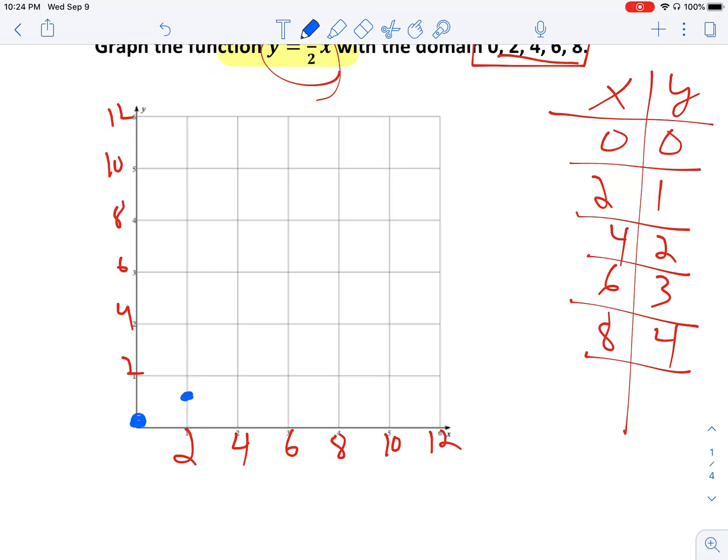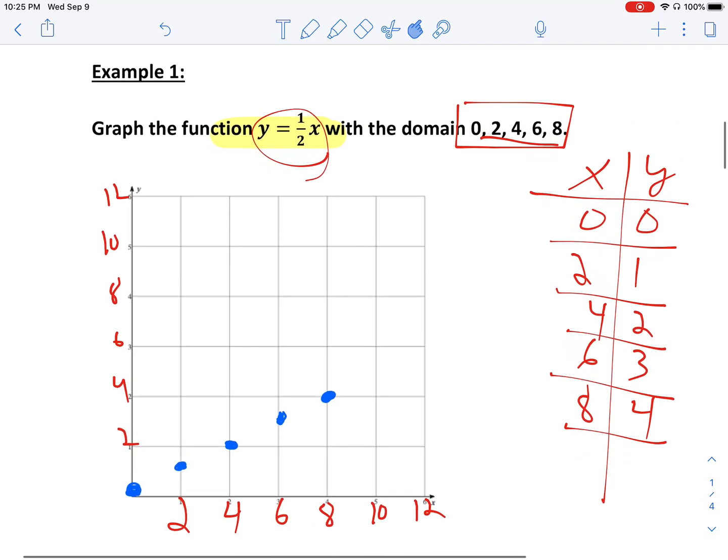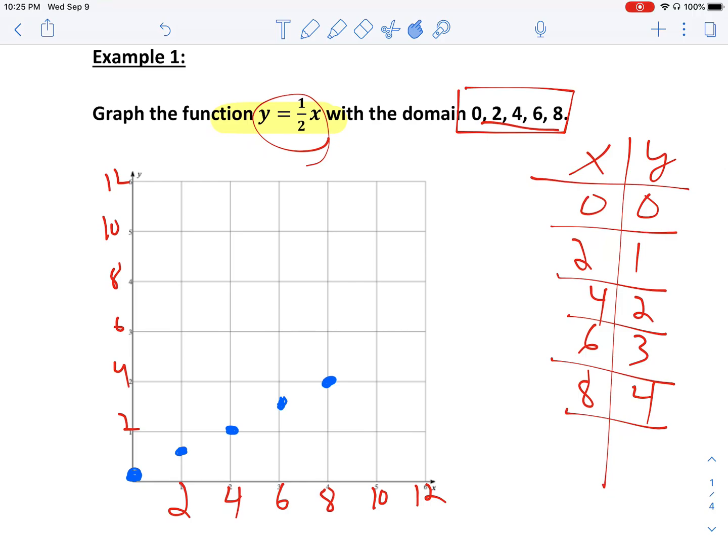All right, the next point is 4, 2, 6, 3, 8, 4. All right, and I've plotted all of my points there. Okay, so I graphed the function y equals 1/2 x.